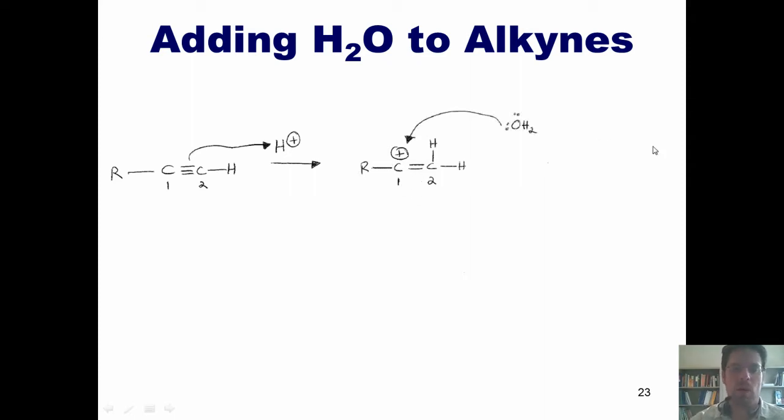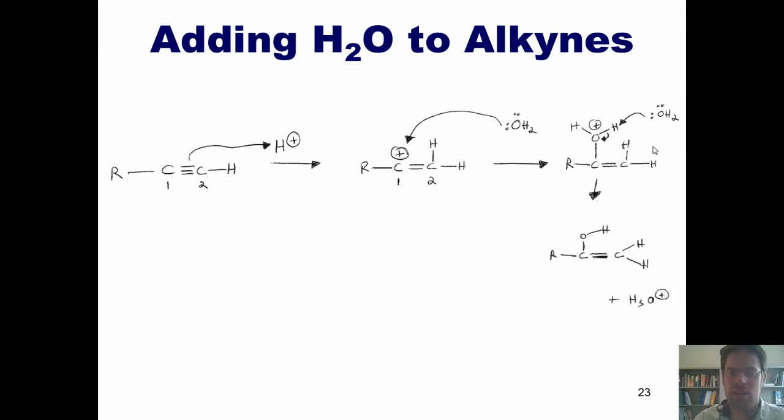At this point, we can imagine water coming in, thrusting lone pair electrons from the oxygen into that hole to give me this type of intermediate. As we saw with the alkene before, a second molecule of water can now use its electrons to grab that proton, push these electrons into the oxygen to quench that positive charge.